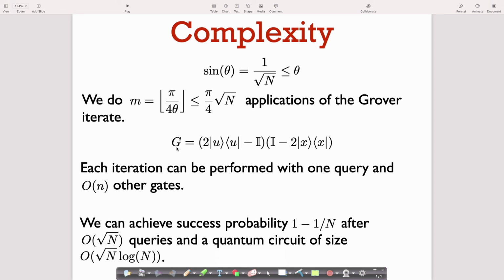So for each application of the Grover iterate, this part here is just a query. This part here is just a query. And then this part, I've left to you as an exercise to see that this can be implemented by a circuit with just order of n many gates. So to summarize, we can achieve success probability 1 minus 1 divided by n after order square root of n many queries and a quantum circuit of size order square root of n times log n. Again, because little n here is log of capital N.